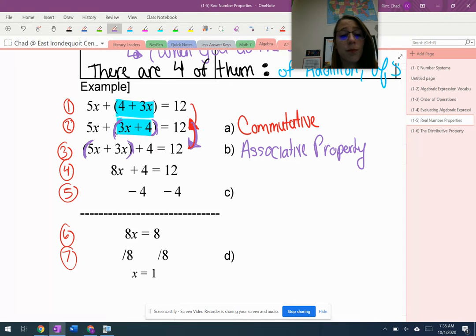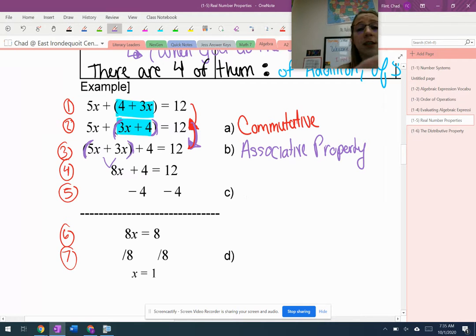So now, notice how there's a gap here from B to C, there's a little space. That's because from line 3 to line 4, there is no property going on there. They're just simply combining like terms to get that 8x. So we're skipping that. That's why there's a space there.